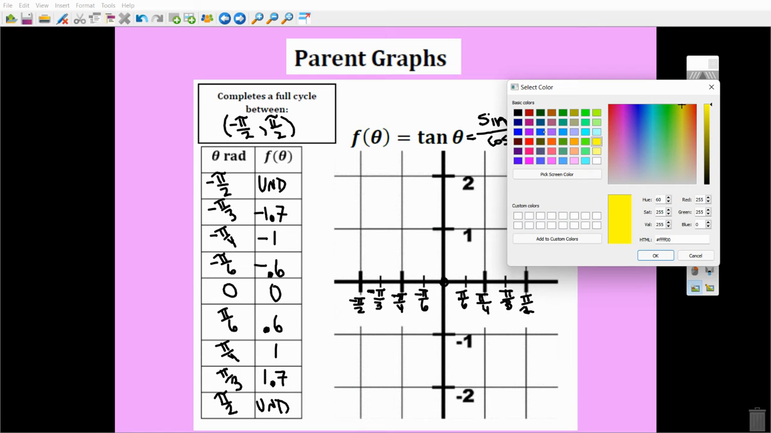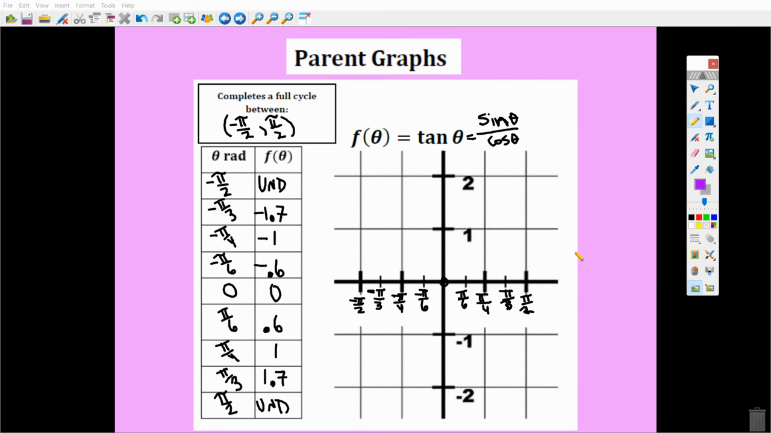I like the color purple, so I'm going to use purple for my undefined. Let me see how thick that is. Yeah, I guess I'll use that. So here it's undefined, so I'm going to draw a dashed line indicating that this graph cannot cross this undefined line. There's no passing through that line.